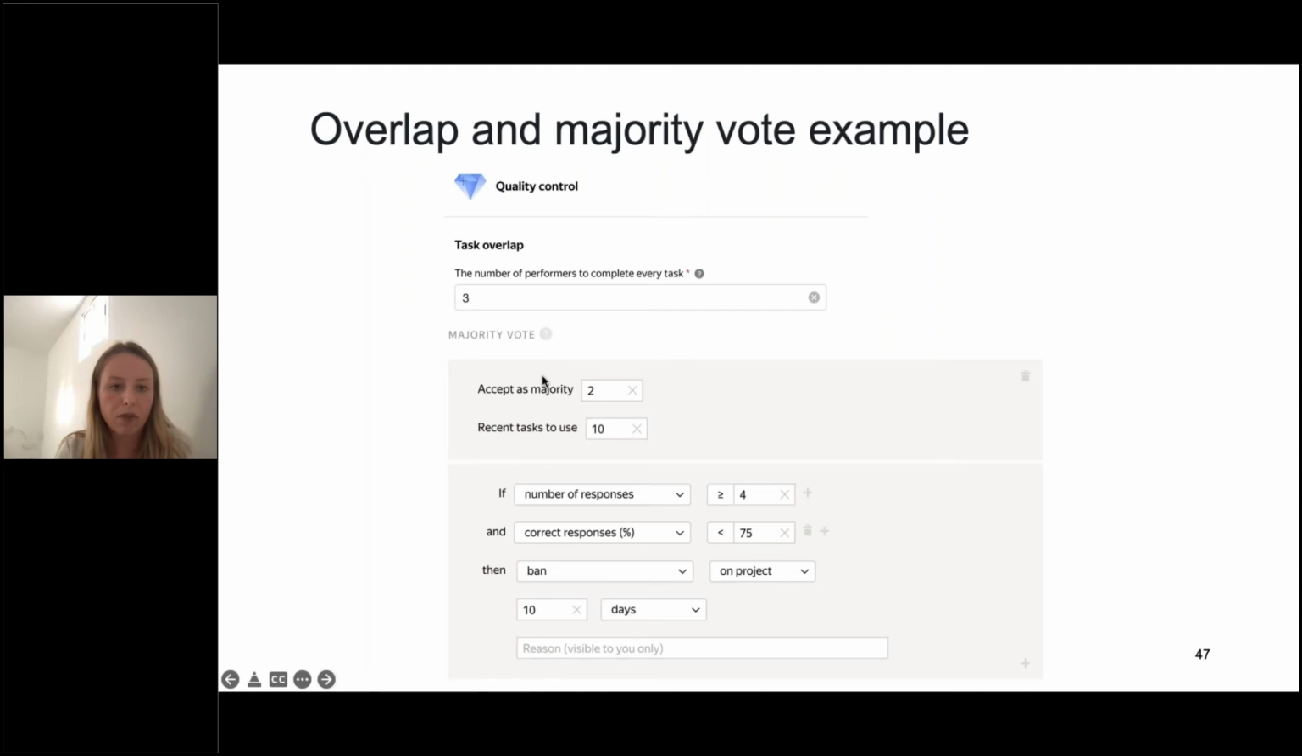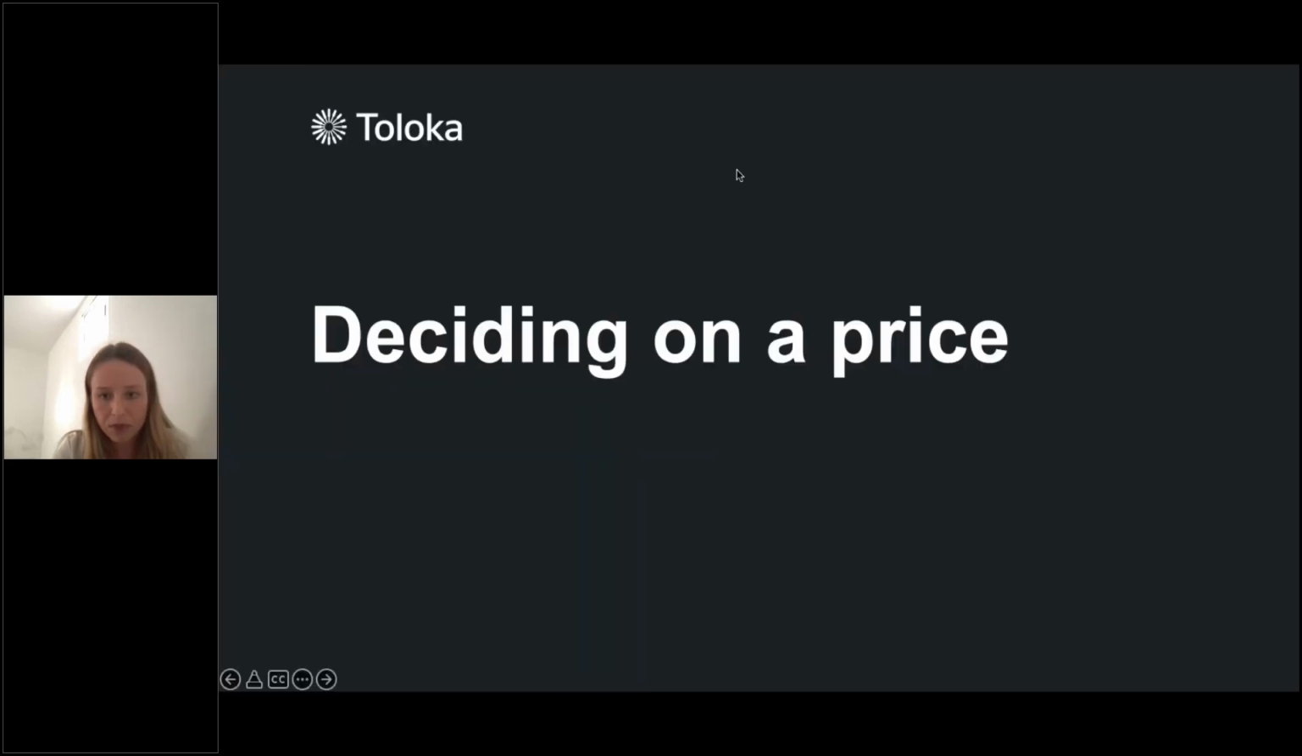This is again a screenshot from Toloka. We set an overlap to 3, so 3 people will be performing the same task. We accept majority as 2 people out of those 3. And if somehow the responses of a person disagree with the responses of other people more than 25%, we would ban him on the project again. So this is again to give you an example of a setup.